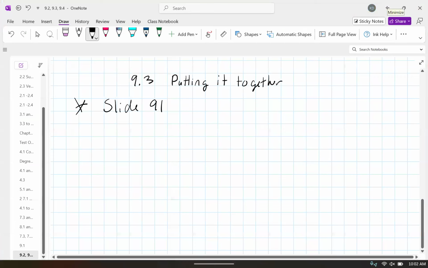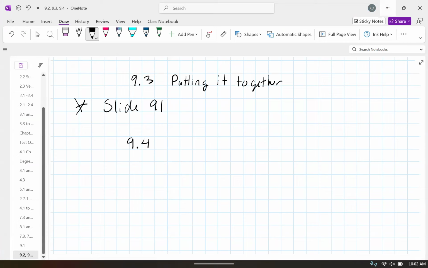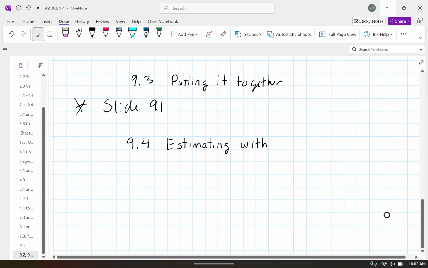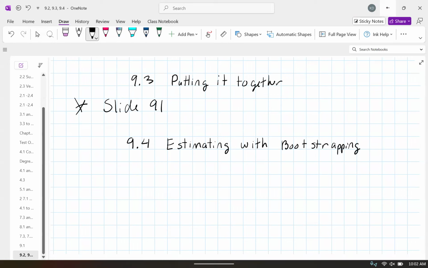9.4 is our last bit, and we have a weird little activity for it. This is called estimating with bootstrapping. I don't know why it's called bootstrapping, but we're going to go with it.